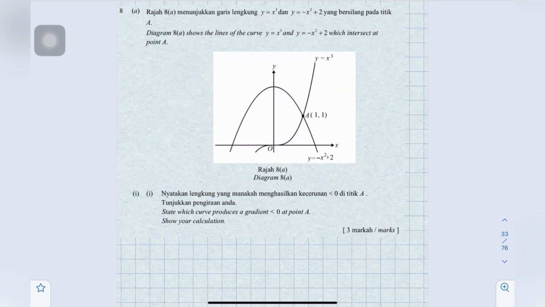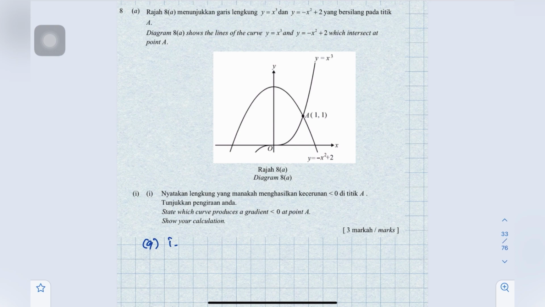Question number 8A. Diagram 8A shows the lines of the curve y equals to x cubed and y equals to negative x squared plus 2, which intersect at point A. Roman 1, state which curve produces a gradient less than 0 at point A. Show your calculation. Okay, so A, Roman 1. Okay, so here we got two curves, y equals to x cubed and y equals to negative x squared plus 2. So actually we can predict which gradient is positive and negative at point A.